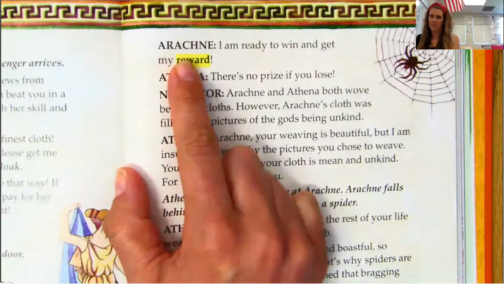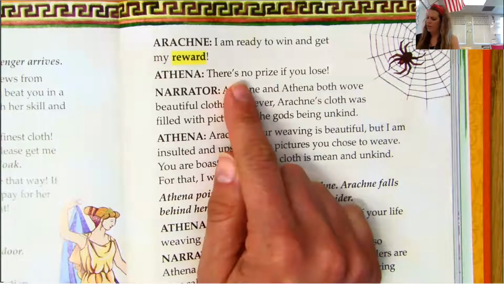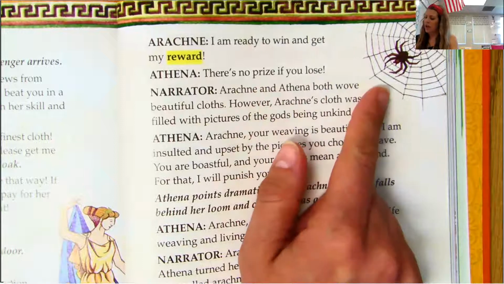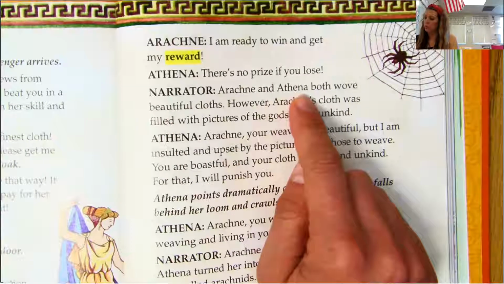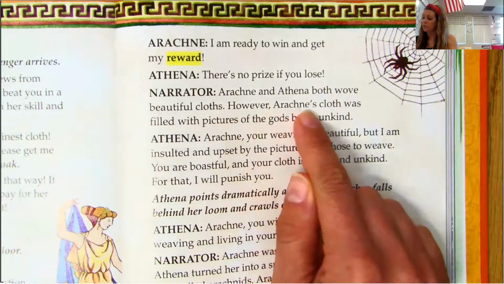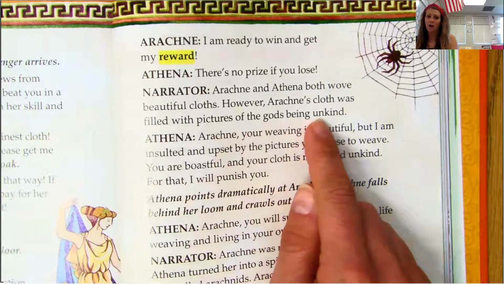I am ready to win and get my reward. There's no prize if you lose. Arachne and Athena both wove beautiful cloths. However, Arachne's cloth was filled with pictures of the gods being unkind.